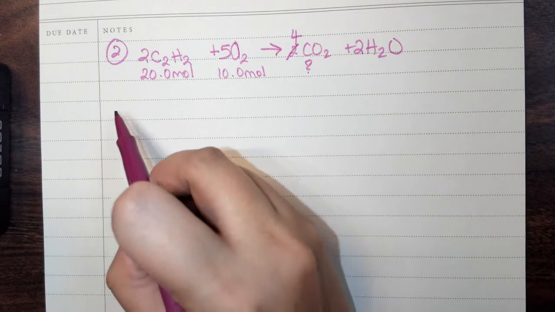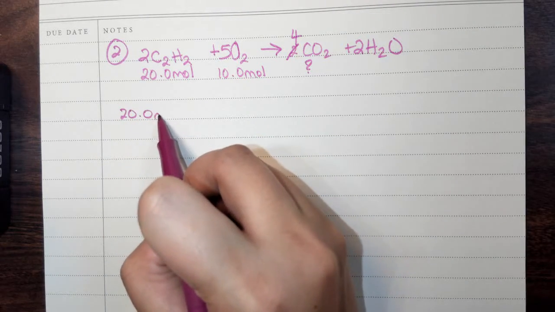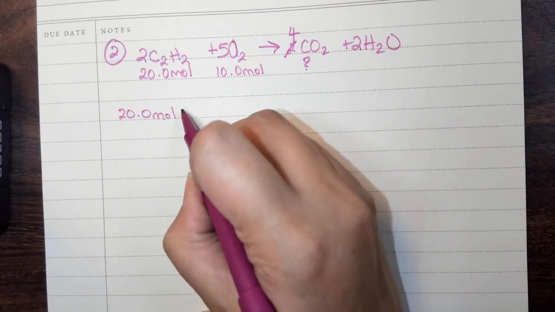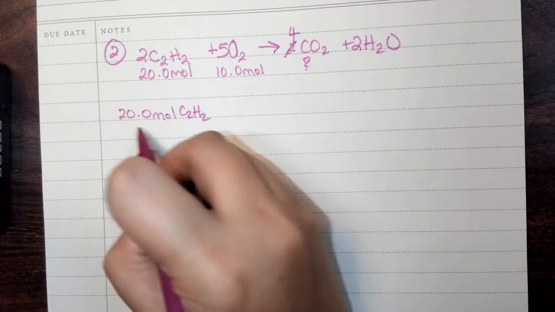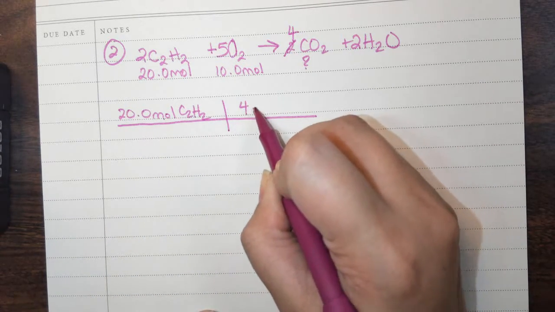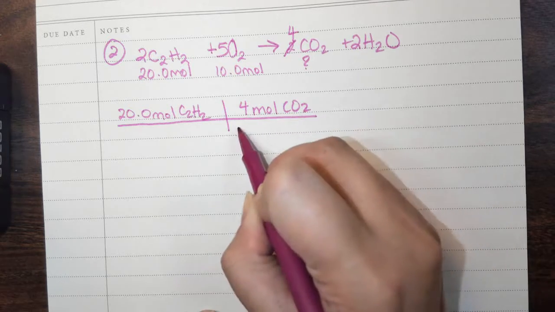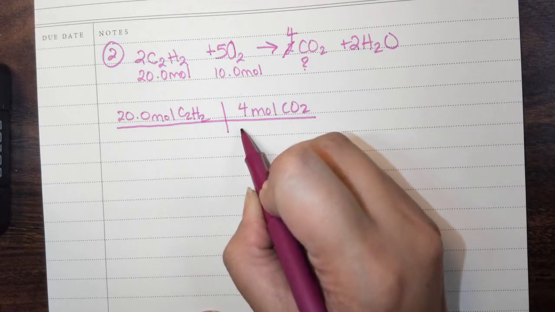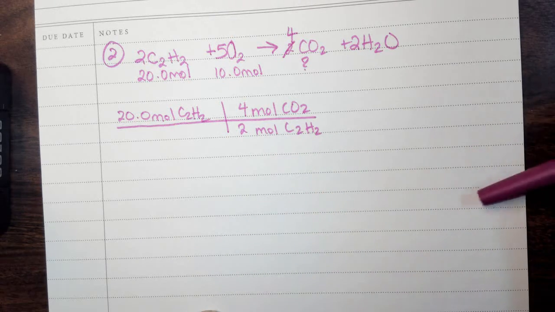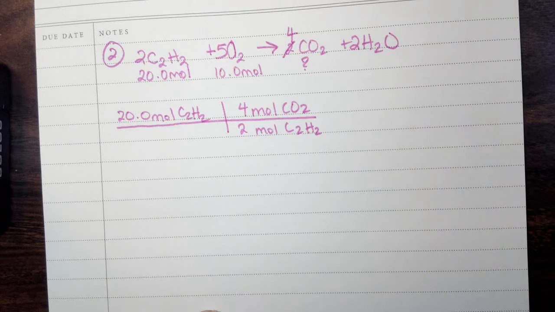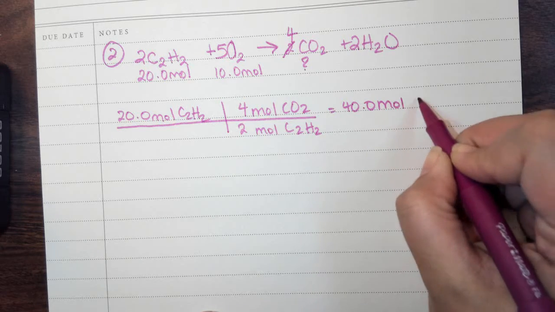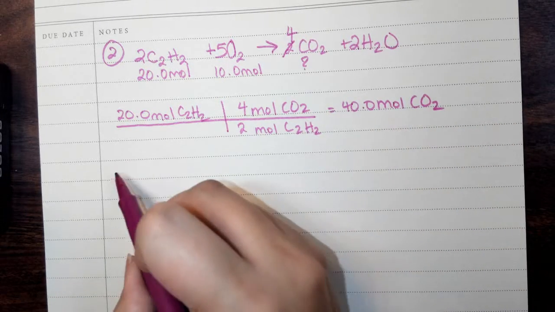So I'm going to take my first reactant, which is my acetylene gas, and convert it to my product and see how much CO2 it can actually form. So I use my mole ratio, 4 moles of CO2 for every 2 moles of C2H2. And when I do that, I get 40 moles of CO2.